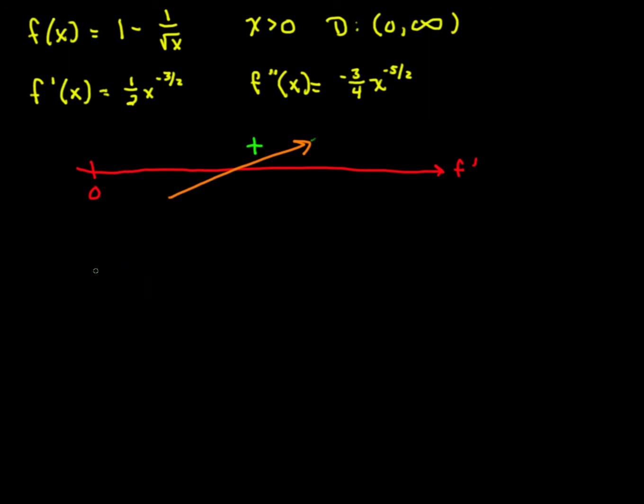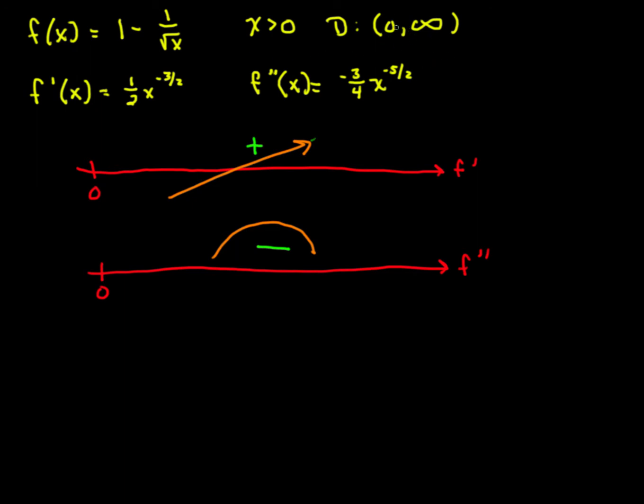Well, f double prime, again, we only need to start from 0 on. And again, same issue. This is a negative exponent. It's never 0, and the only place where it's undefined is at 0. And if I put positive values for x in there, it's going to be negative. So everywhere in here it's negative, which means that my graph is going to be concave down in that region. So in this domain, there's no places where we've got discontinuity.